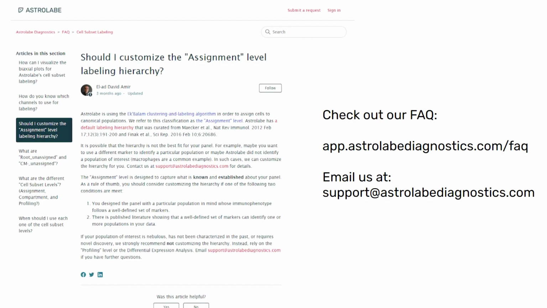If you would like to learn more about customization of the labeling hierarchy, please check out our FAQ at app.astrolabediagnostics.com/FAQ, or you can email us at support@astrolabediagnostics.com if you have any questions.